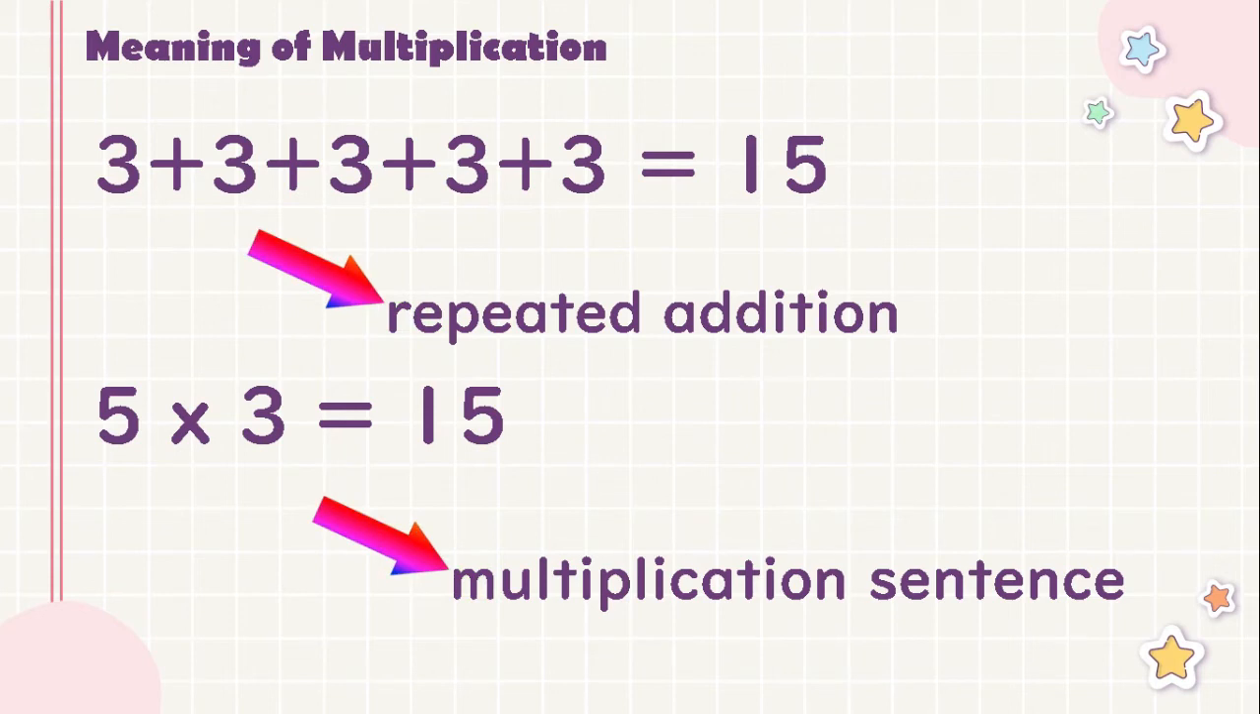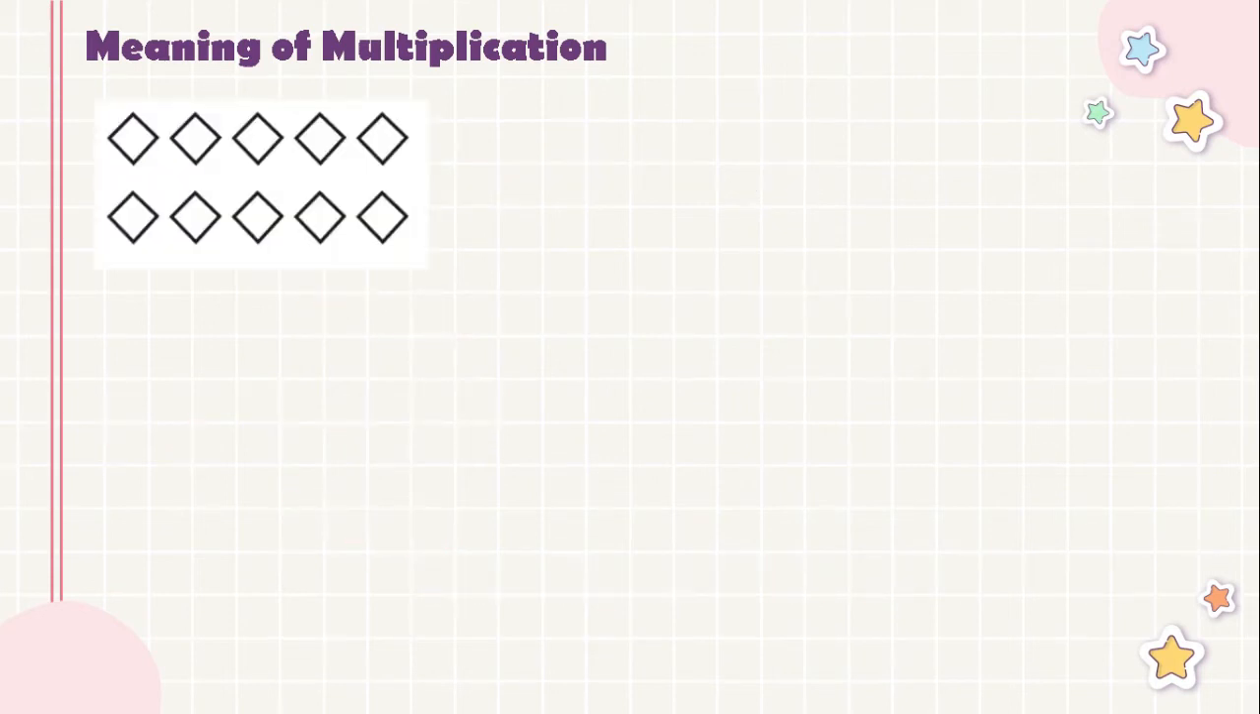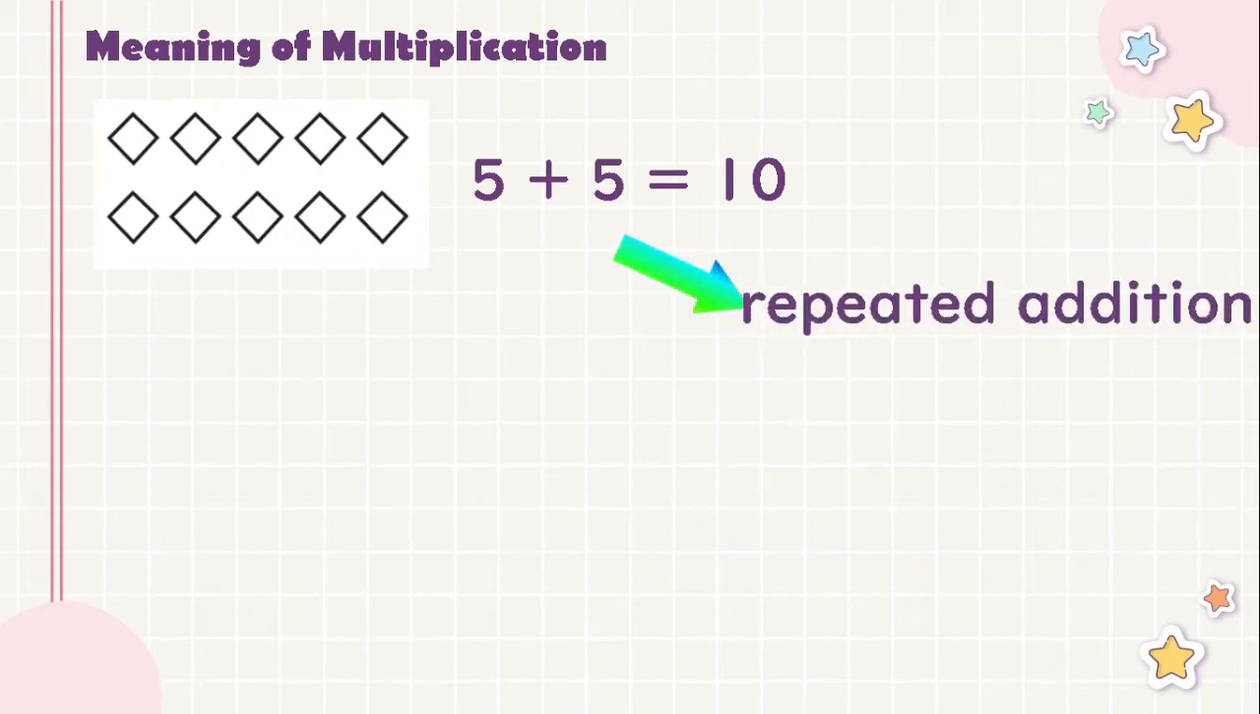Okay, so let's study these examples here. Let's check how many diamonds we have here. So we have 2 groups of diamonds and each group has 5 diamonds. So for repeated addition, we can have it like this: 5 plus 5 equals 10. So this is the repeated addition. And for our multiplication, we can have it like this: 5 times 2 equals 10.